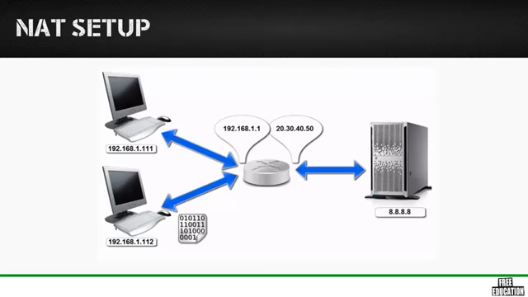So for example, if the machine on the left hand side at 192.168.1.112 wants to talk to a public IP address, in our case 8.8.8.8, the traffic will go first to the internal interface of the router with the IP address of 192.168.1.1, and then the router will have the job of translating this in such a way that it will be understood and routed to a public IP address.